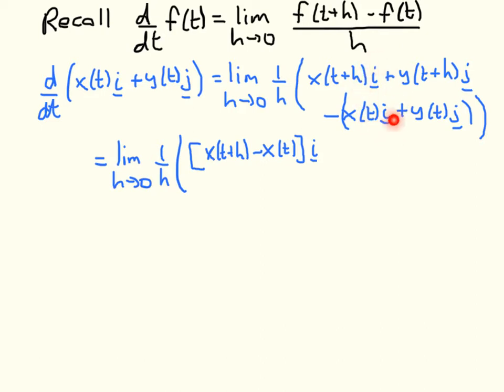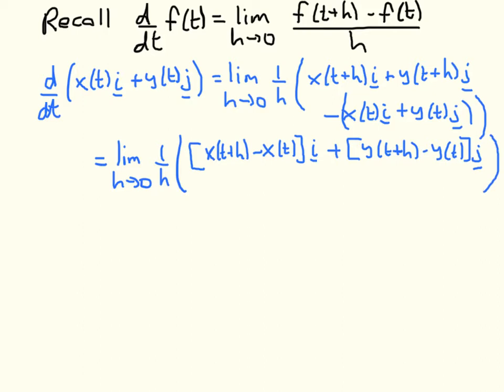The terms in the i direction here, there are two of them, x of t plus h and x of t with a minus sign. I've just put them in common bracket multiplying i. And similarly, the terms in the j direction, y of t plus h and y of t with this minus sign, give us plus, open brackets, y of t plus h minus y of t, close brackets, j, and then I have to close this bracket at the front, and that is everything.